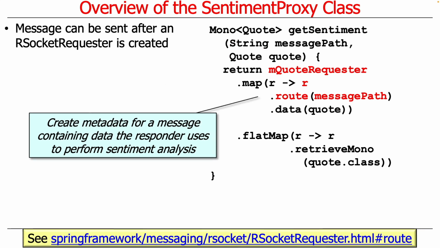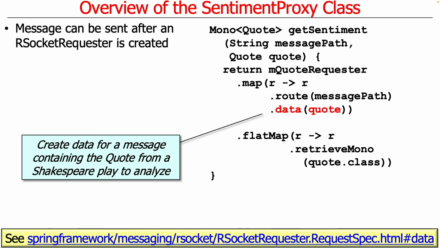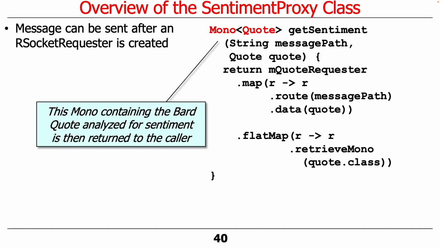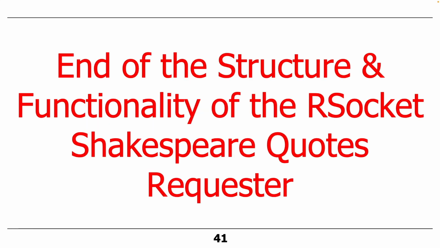We go ahead and create ourselves a metadata route message to go into that particular endpoint. We give it the quote we want to send, and then we go and ask the receiver, which in this case is going to be the requester that handles the ChatGPT sentiment analysis, to get us back the updated quote that contains the sentiment analysis. And we get that back and pass that back to the caller so it can do something like display it. So that's the end of the overview of the client, structure, and functionality.